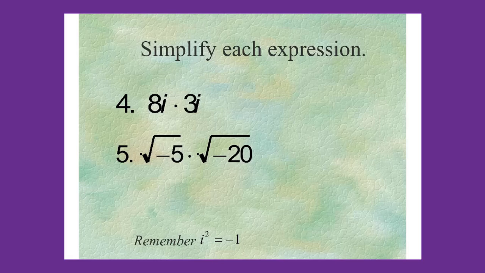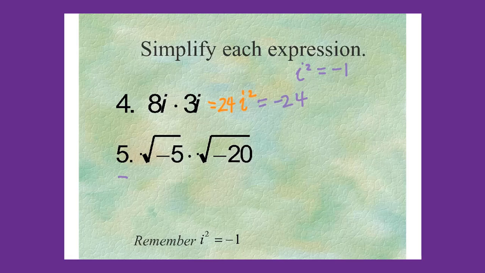Let's simplify. For number 4, 8i times 3i, you will get 24i squared. So i squared equals negative 1. Therefore, your answer will be negative 24.